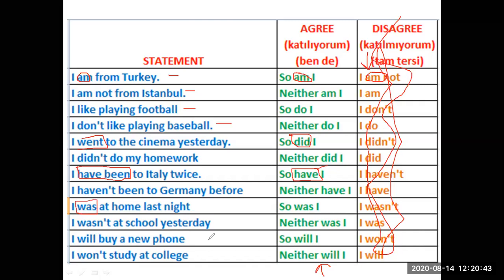Past, the verb to be in past. Future, I will buy a new phone. So will I. Remember that here we don't use verbs. Only if you are using the verb to be, you can use a verb. But if you are using another verb that is not the verb to be, the only thing that you are going to use is auxiliaries. So the auxiliary for the future is will. Here you are going to use will. So will I. Neither will I.